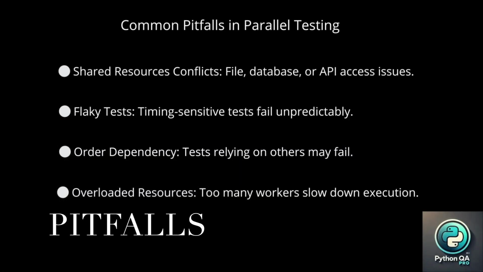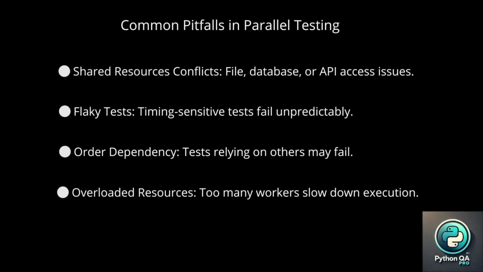Despite its advantages, parallel test execution comes with challenges. One major issue is shared resource conflicts, where multiple tests try to access the same file, database, or API endpoint simultaneously, causing data corruption or unexpected behavior. For example, two API tests updating the same user record might interfere with each other.